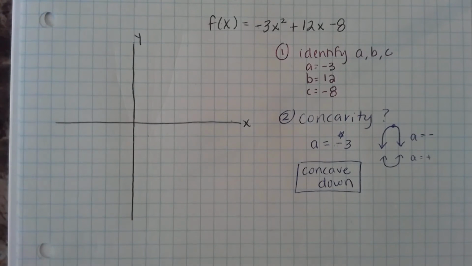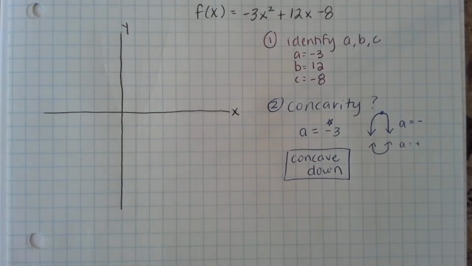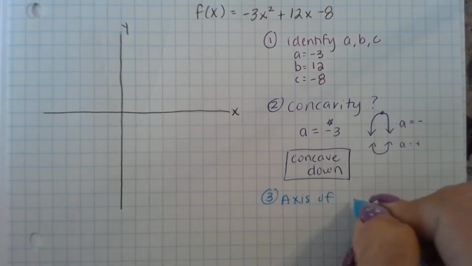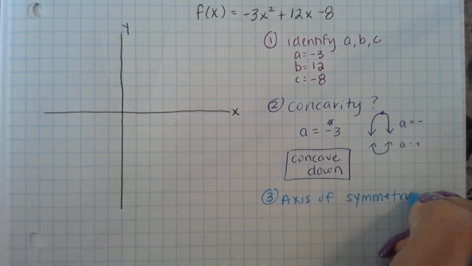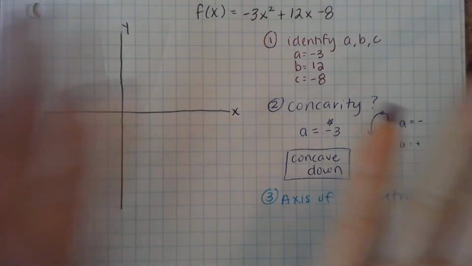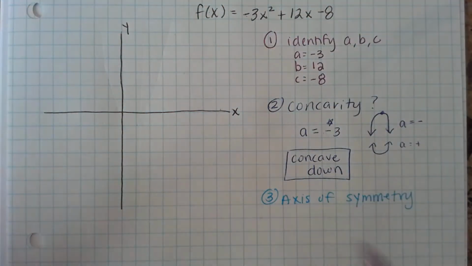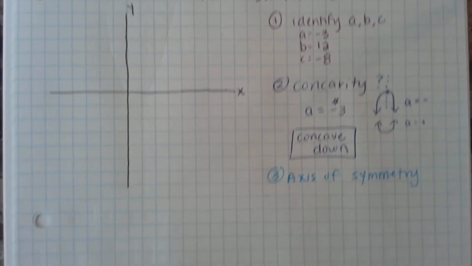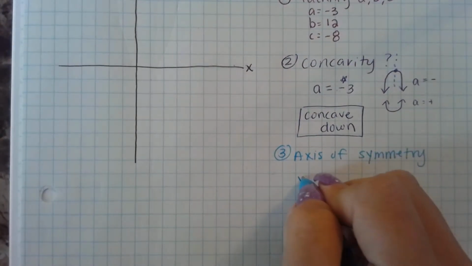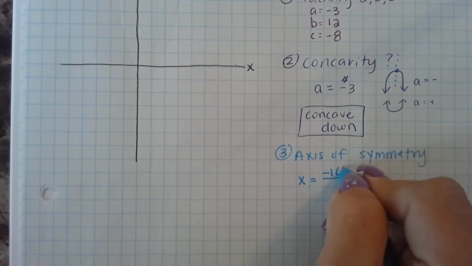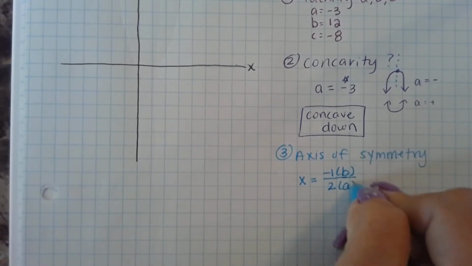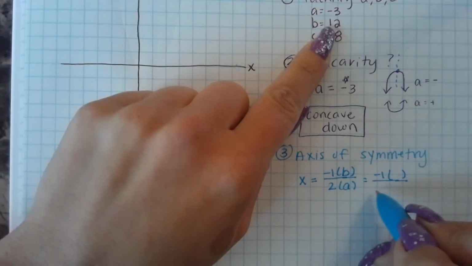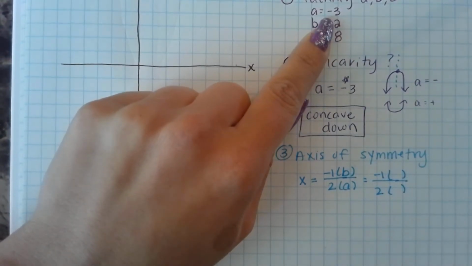Okay? Now, step 3. We need to identify our axis of symmetry. And if we remember what the axis of symmetry is, it is that dotted line that is right in the middle of our graph. And for the axis of symmetry, we have to find the x using our formula, negative 1 times B over 2 times A. So if we know that it's negative 1 times whatever B is and 2 times whatever A is, let's go ahead and fill that in.